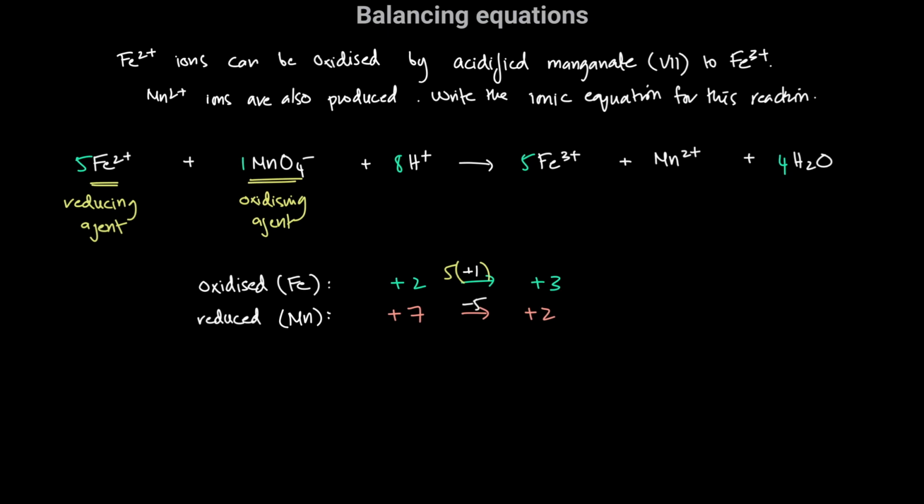Now let's look at the next equation that we have to balance. We have zinc reacting with acidified iodate(V) ions to form Zn2+, iodine, and H2O. We just have to balance this equation, and we're going to balance it using changes in oxidation numbers.